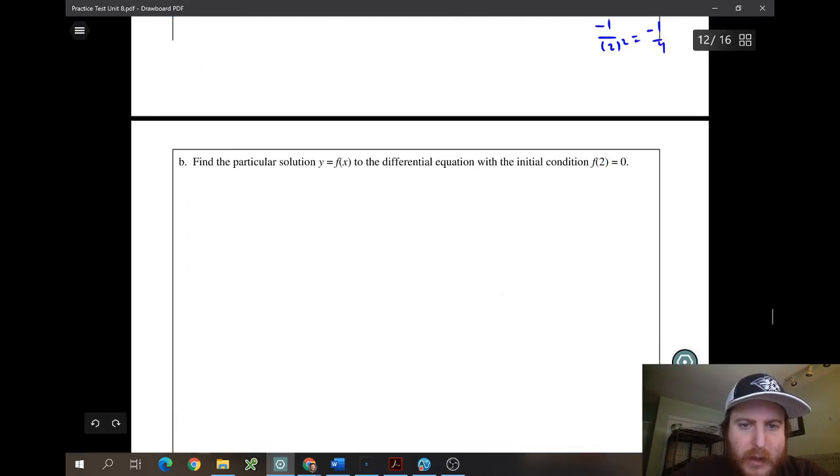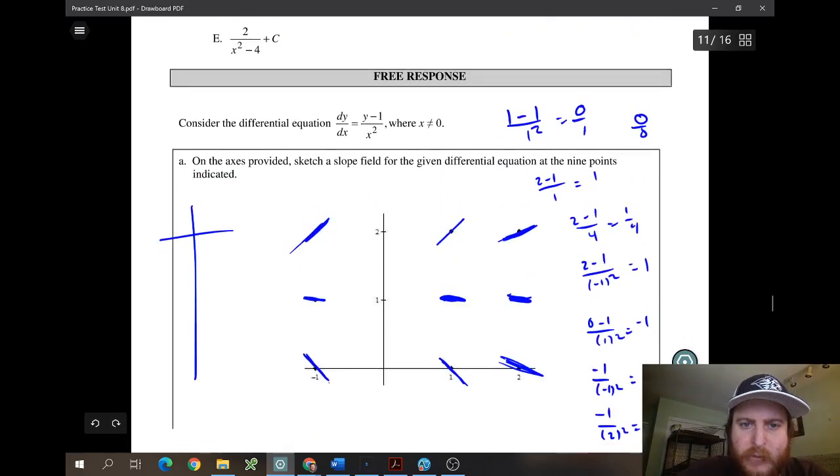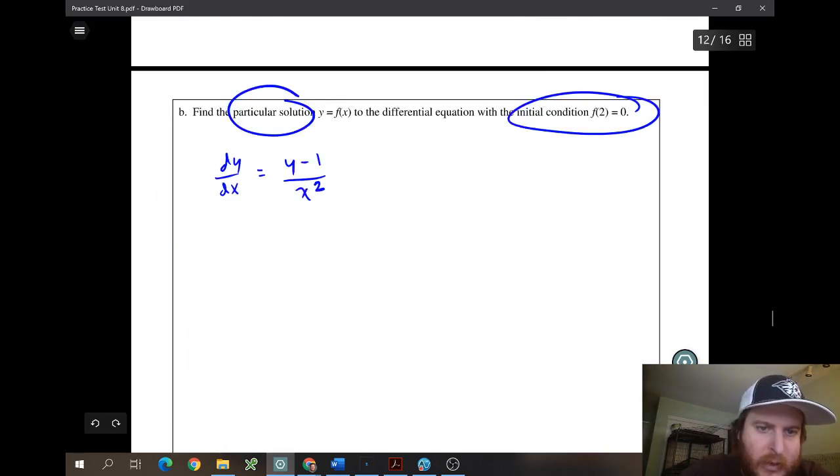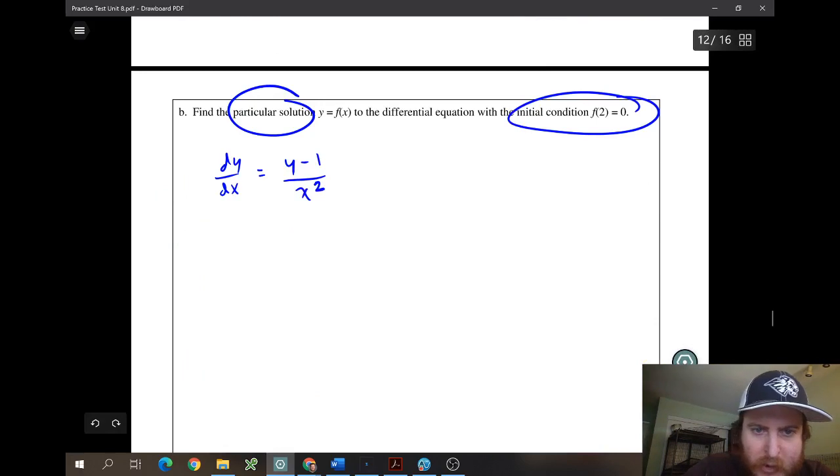All right, so now find the particular solution. That's when we solve it, when we have the initial condition f of 2 equals 0. So we had dy dx equals y minus 1 over x squared. And this one's a little bit tricky because we want to have the x on the right side and the y on the left side. So what I do on these is I extend my line out. And I say, okay, I need to divide by y minus 1, put that in parentheses.